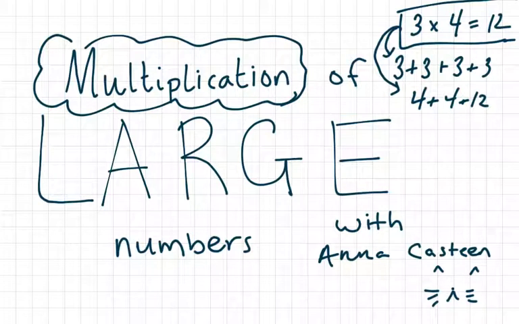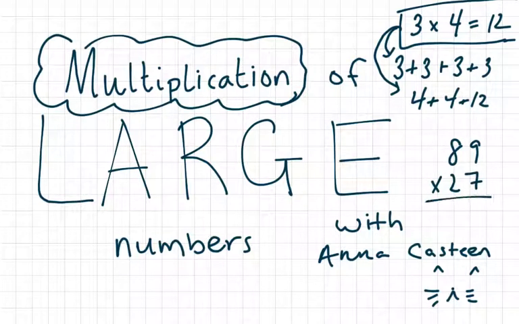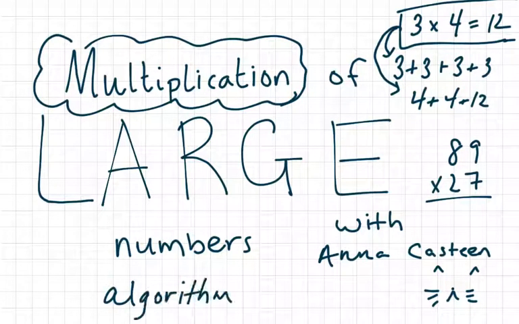But if I try to multiply something much larger, let's say 89 times 27, it's not going to be easy to add 89 27 times or 27 89 times. So it's really important to understand what's called the algorithm of multiplication with large numbers. Now, algorithm is just a fancy word for process. So we're going to look at an example.